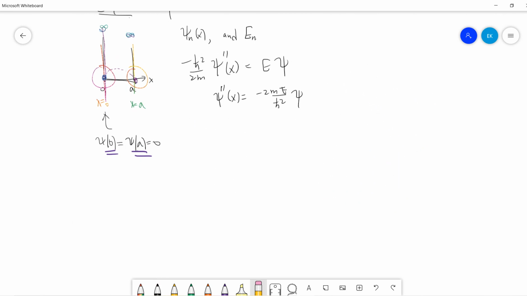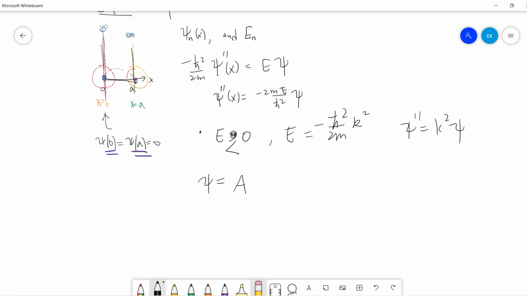The second possibility is that E is less than 0. Let me change the notation: I can let E equal minus h bar squared over 2m times k squared. Then we will have the second derivative equals k squared phi.